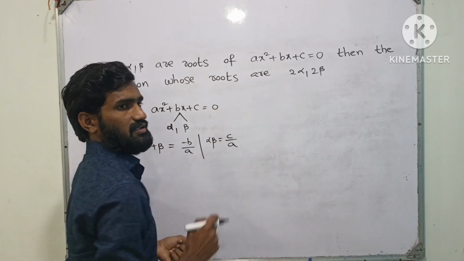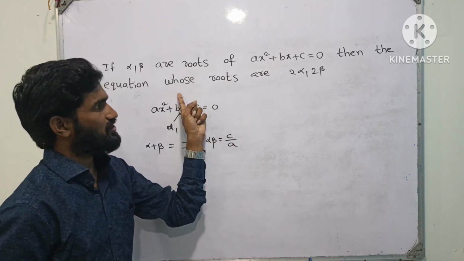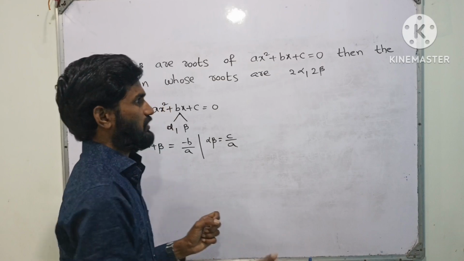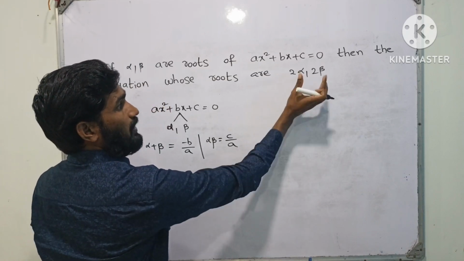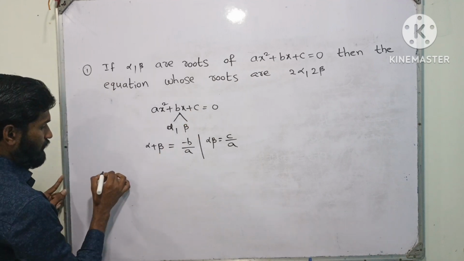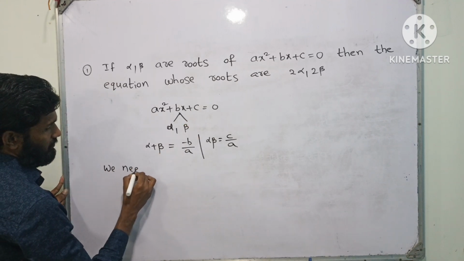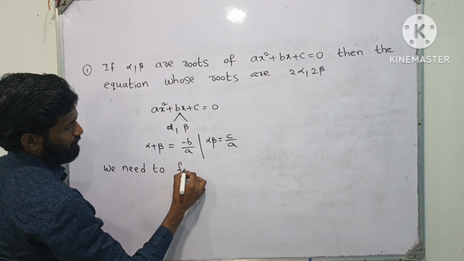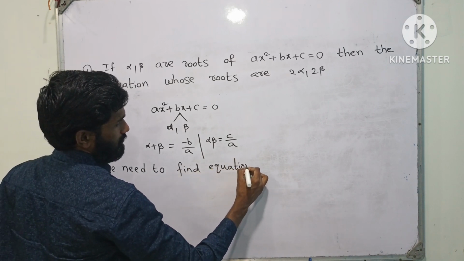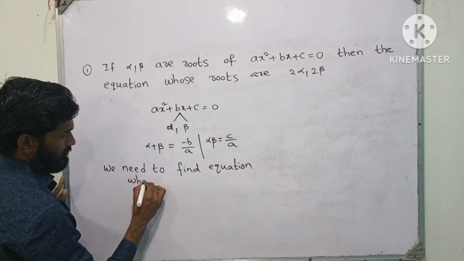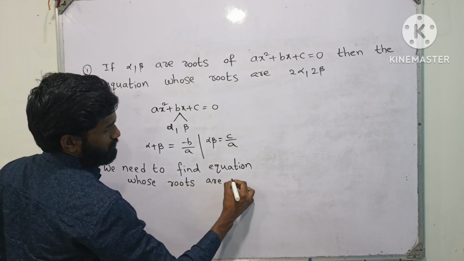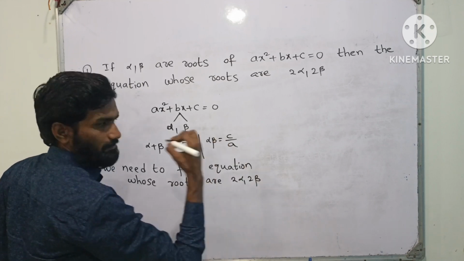And what do we need here? We need the equation whose roots are 2 alpha, 2 beta. Now I am going to write the sum of these two roots and the product of these two roots. So what we need to find is the equation whose roots are 2 alpha, 2 beta.